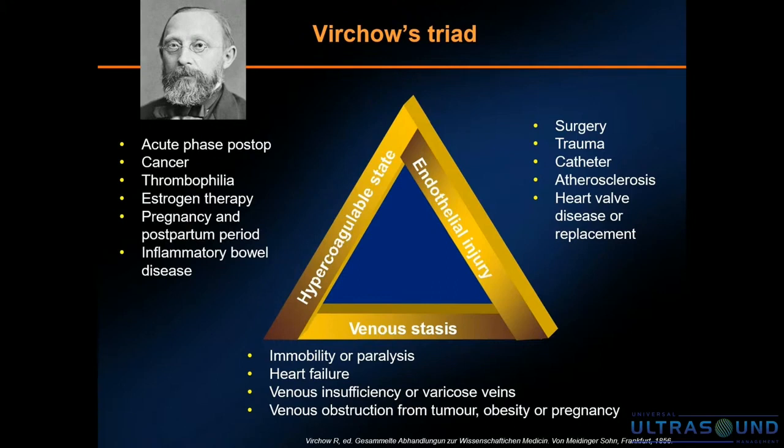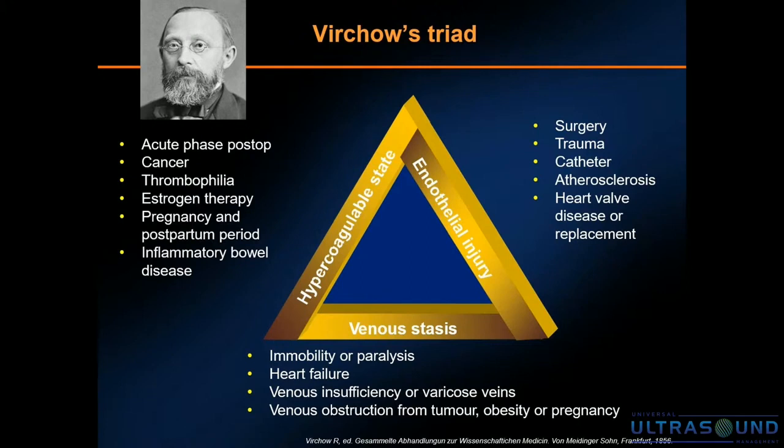Well, Rudolf Virchow came up with these three factors that contribute to DVT. So one, as in Barbara's story, like I told you earlier, is a hypercoagulable state because she had cancer. She's a cancer survivor, so she was on chemotherapy. The other is an acute phase that's post-op, a thrombophilia, estrogen therapy, pregnancy and postpartum period, or believe it or not, IBS.